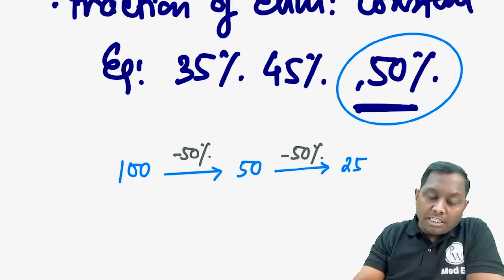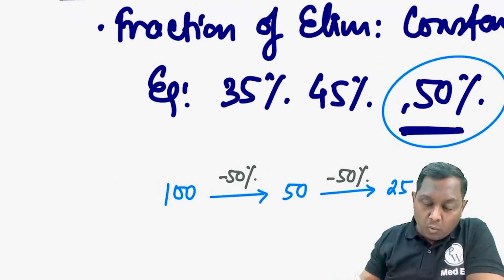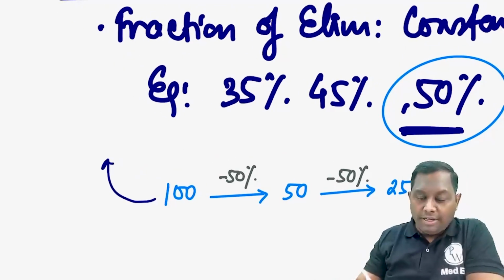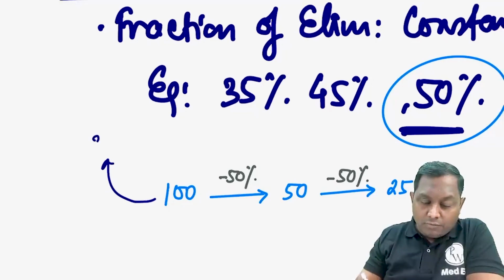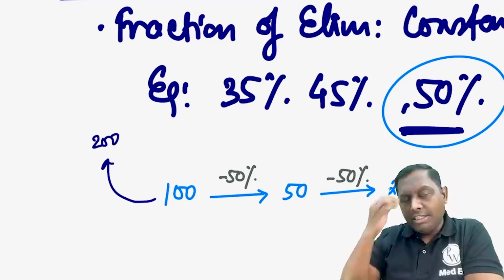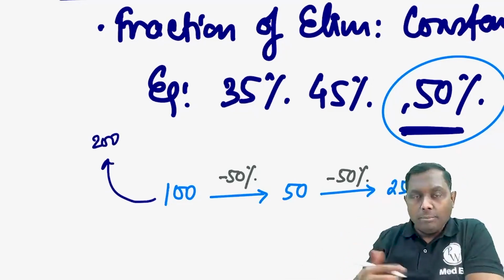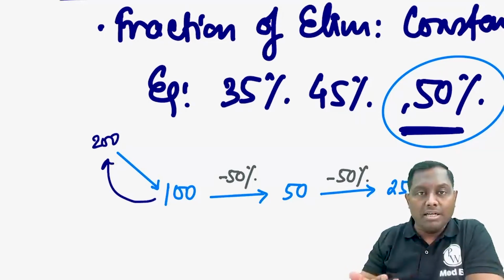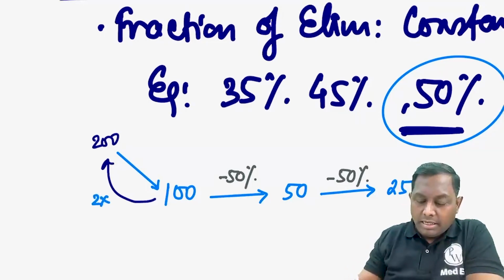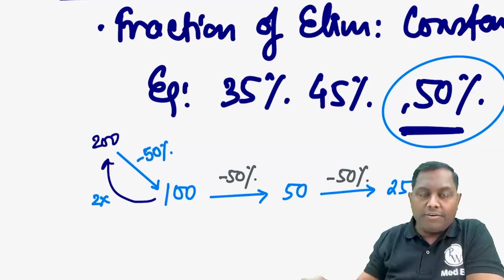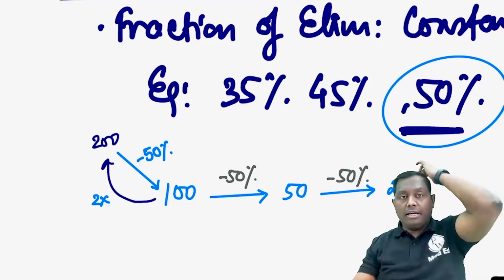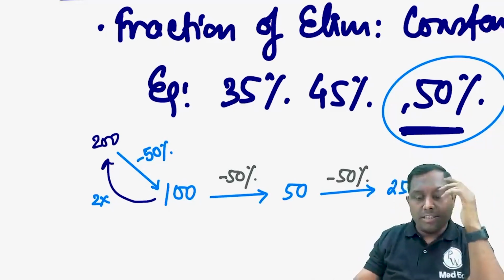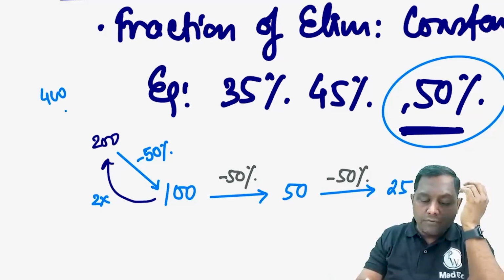If I increase the plasma concentration from 100 to 200, what will happen? Do you think any change will happen in the T half-life? No, because it is 50%, immediately this 200 will become 100 in the very first half-life. I doubled the plasma concentration, 2 times, then again in the very first half-life it will become 50. So a fixed fraction of the drug is being cleared. If you make the plasma concentration 400, once again this 400 will become 200 in the very first half-life.